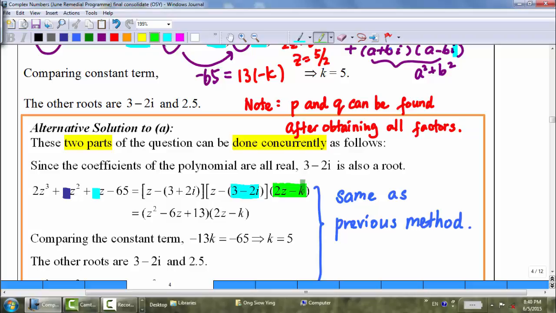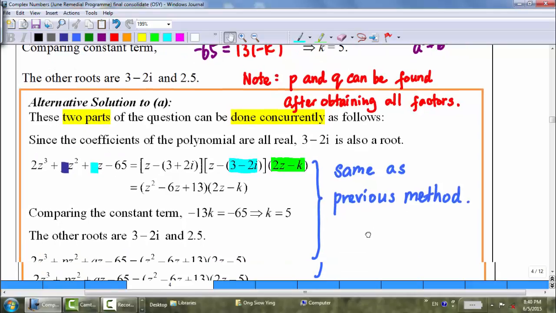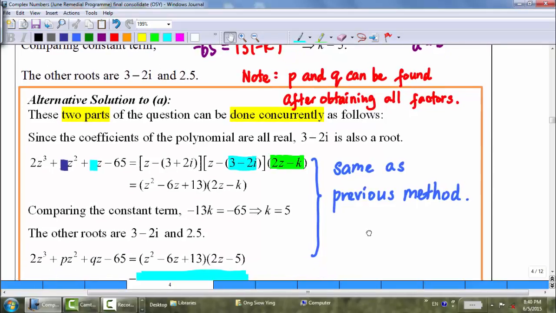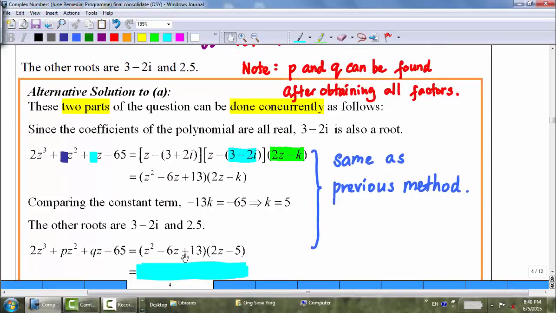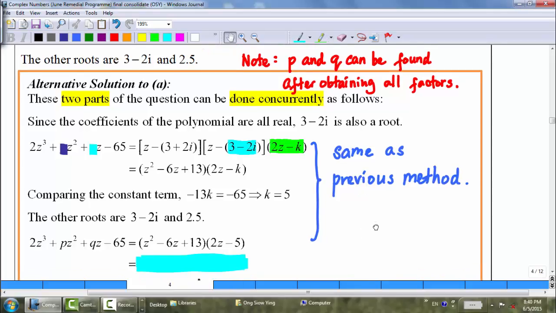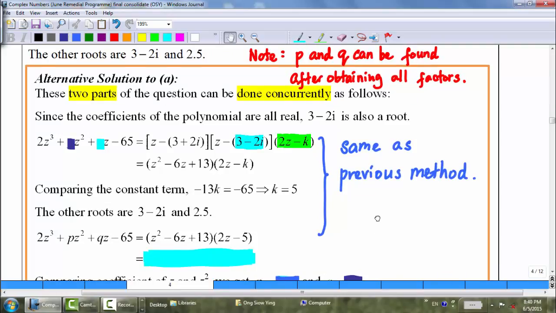Okay. So you notice that the first part of the alternative solution is actually the same as the previous method, until we reach this stage where we get all the factors. After we get all the factors, that's not the end of the story yet. Even without knowing the values of p and q, we can work out all the roots by just equating all the factors to 0. Equating this to 0, you get one of the roots; equating this to 0, you get the other root. So you get the two remaining roots, which are 3 minus 2i and 2.5.